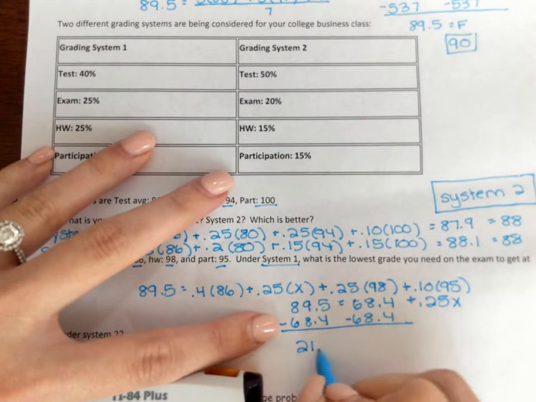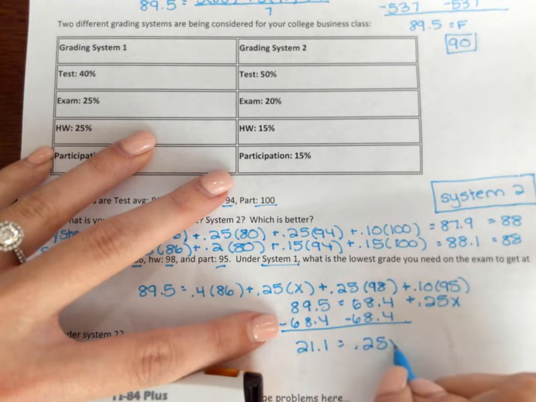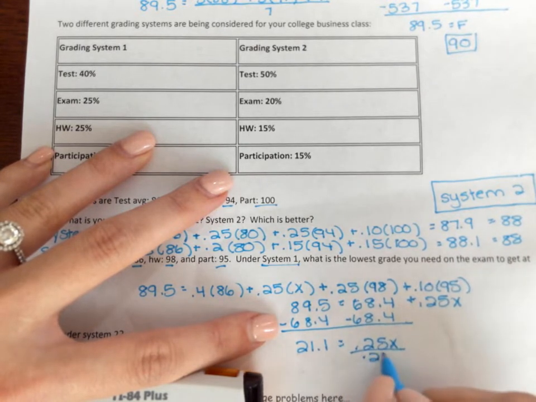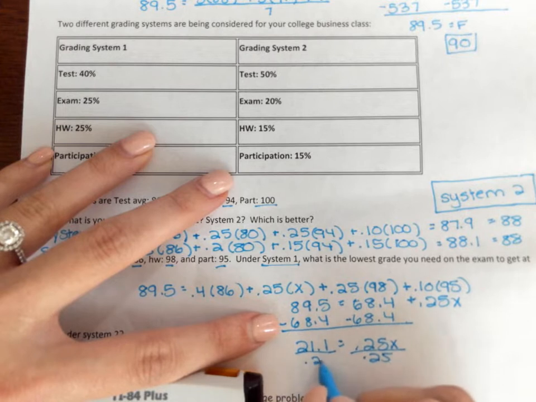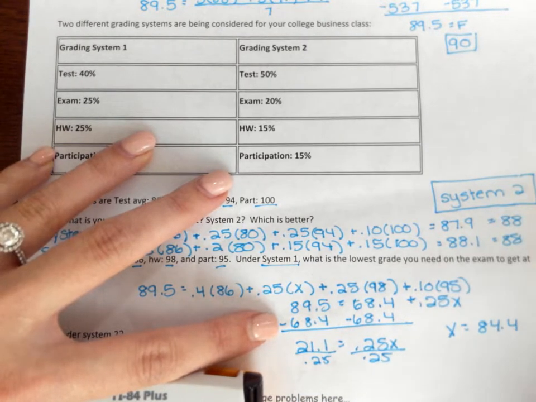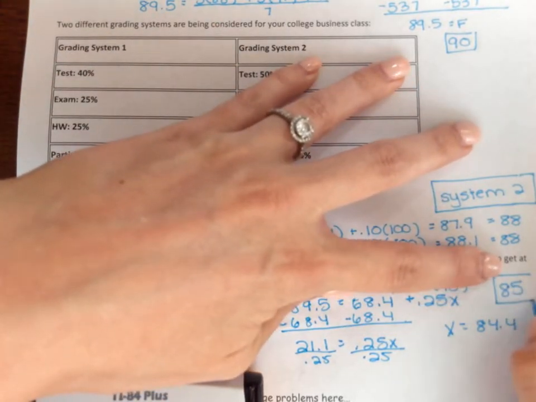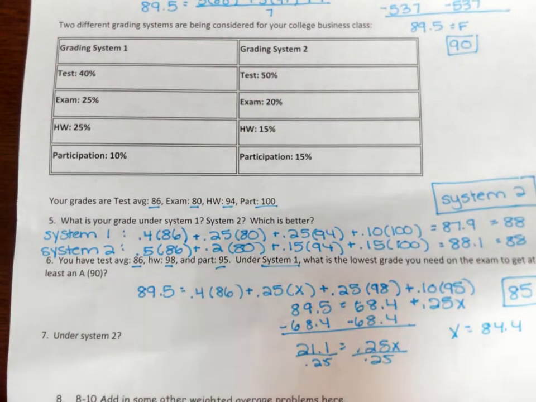to get a 21.1. Those are gone, so you have the 0.25x. Then you divide both sides by 0.25. So your x, what you need to get is an 84.4, but you can't score an 84.4, so you have to get at least an 85 on the exam.